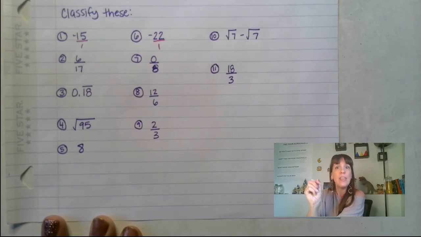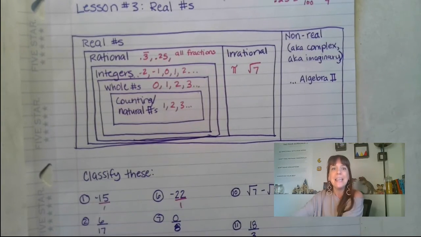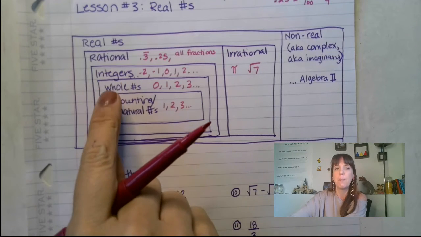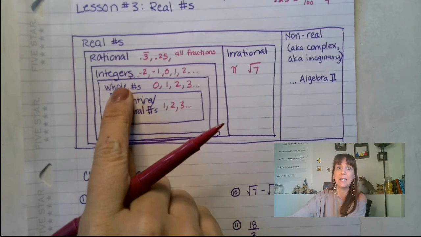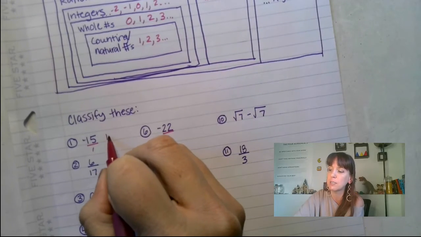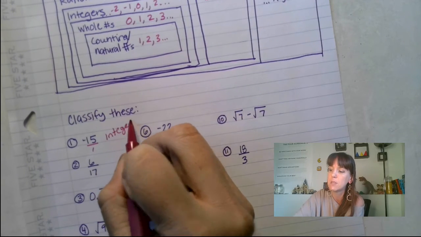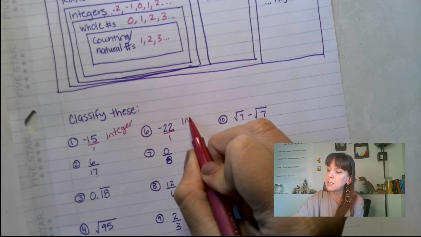Same with this guy right here, right? We know that, so when we go into our rational, yes, we know that it is an integer. Is it a whole number? No, because it's got that negative. So integer is the best one we can use to classify that. Integer. Same with this negative 22. Integer.